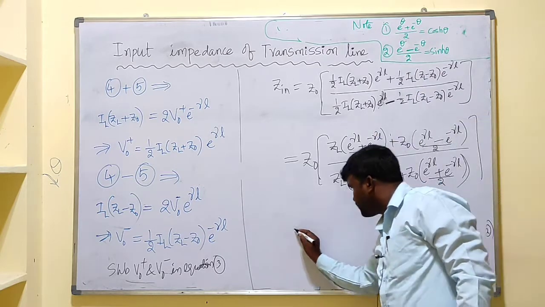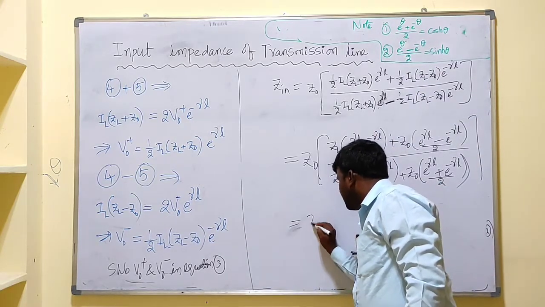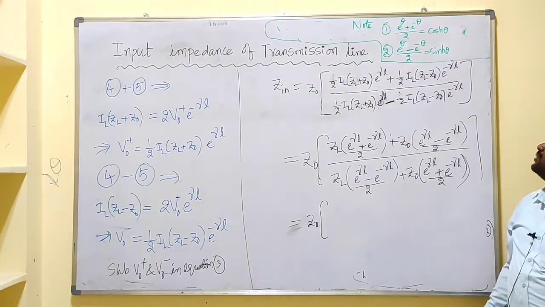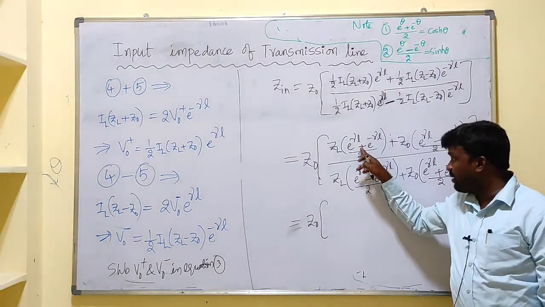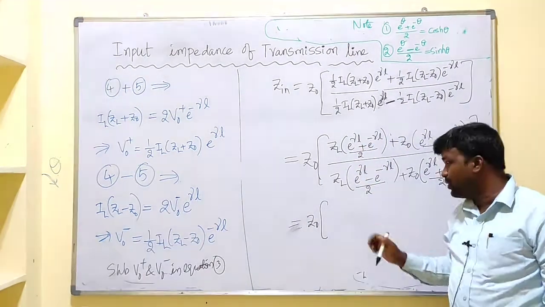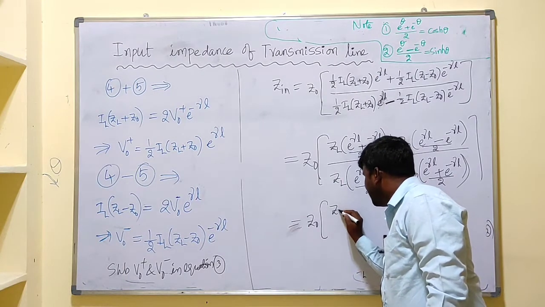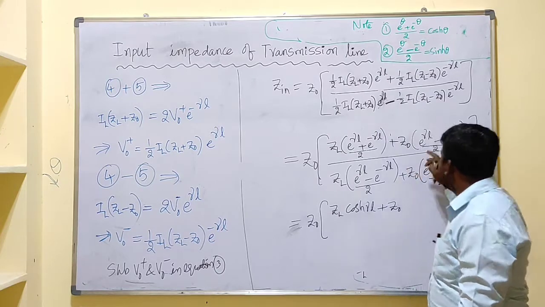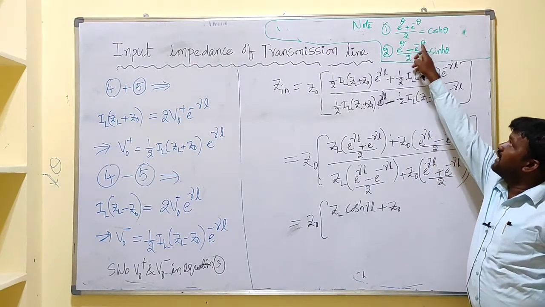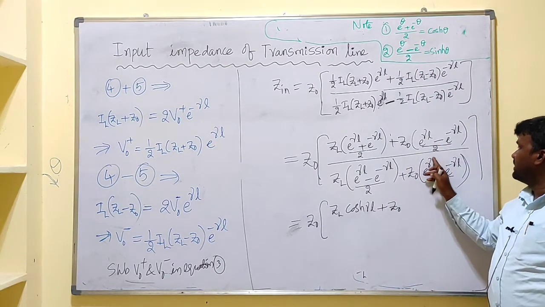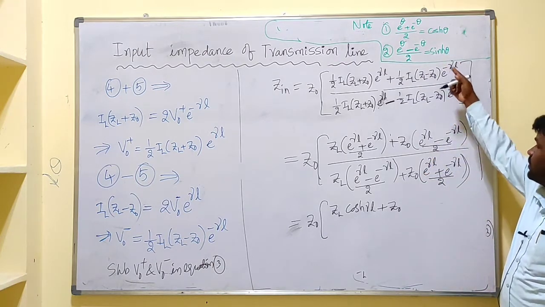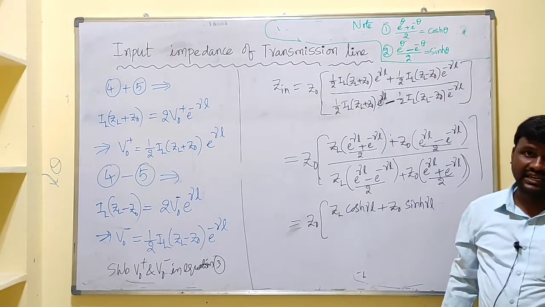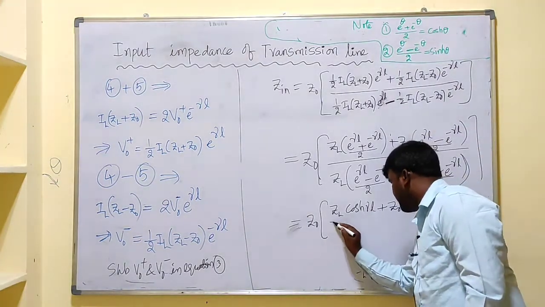Means we can write this one like this, that is Z naught as e to the power theta plus e to the power minus theta by 2 is cos h theta, means e to the power gamma L plus e to the power minus gamma L by 2 should be equal to what? Cos h gamma L. Similarly, Z naught, it is in the form of what? E to the power theta minus e to the power minus theta by 2, where theta is gamma L. So that is equal to what? Sin h theta means it is sin h gamma L.